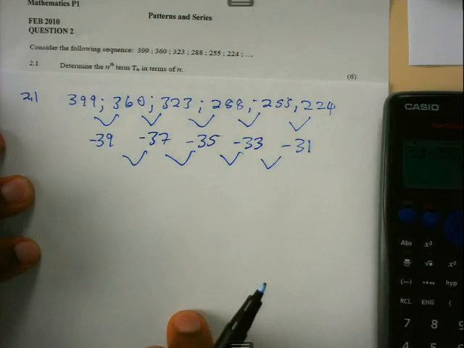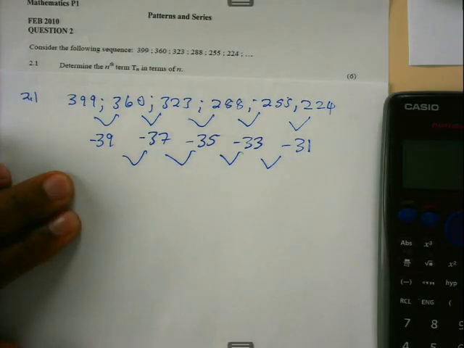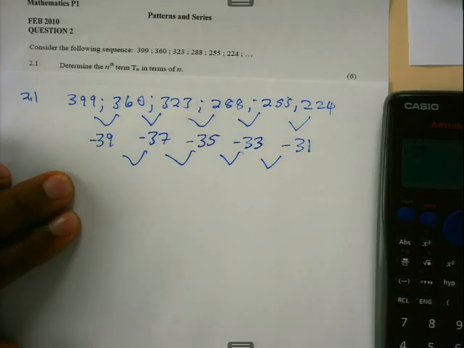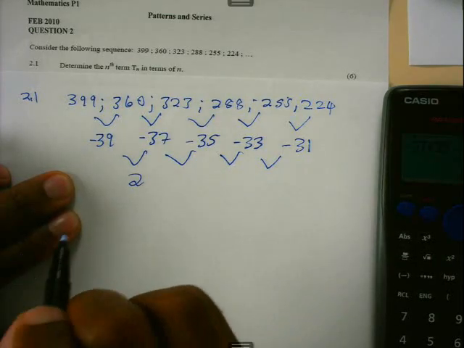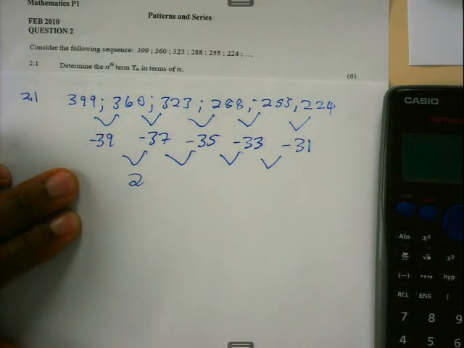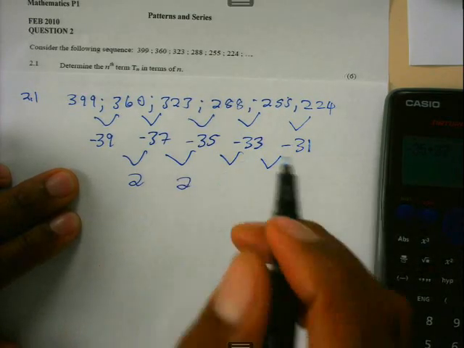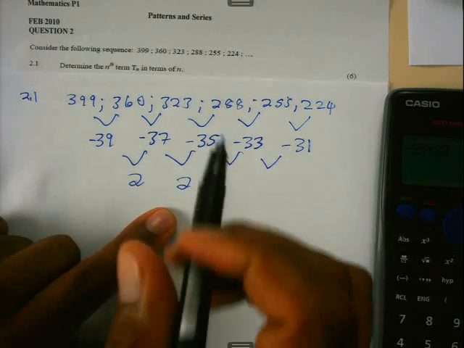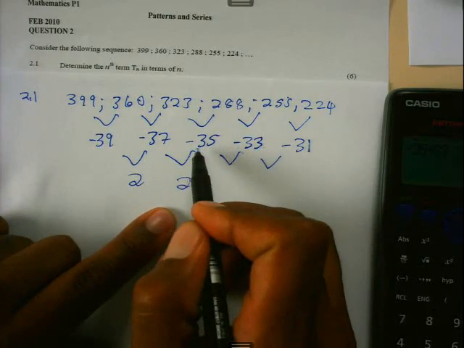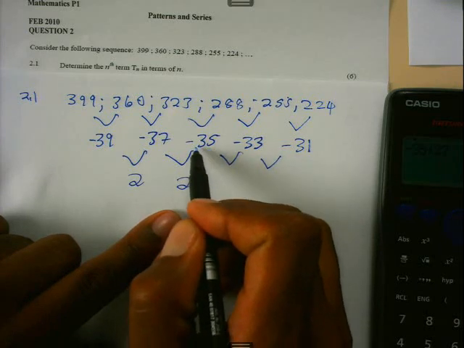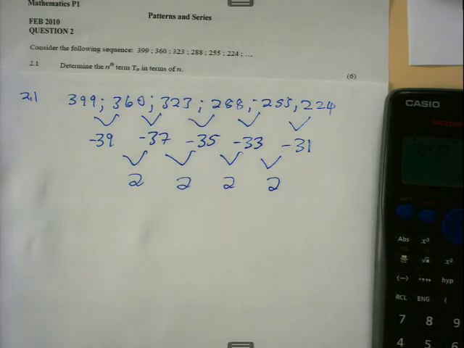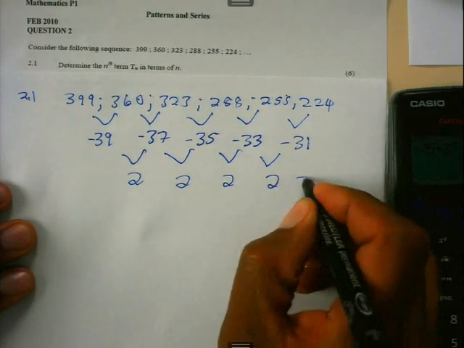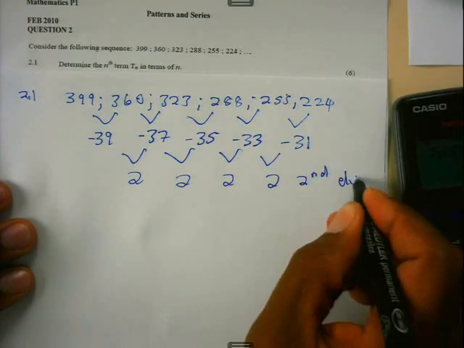Let us see if we can have the same second difference. We have minus 37 plus 39, then the answer is 2. You do the same, minus 35 plus 37, now you have 2. Then minus 33 minus minus 35, negative times negative is a plus, therefore we have 2. Now I can see the second difference is the same.